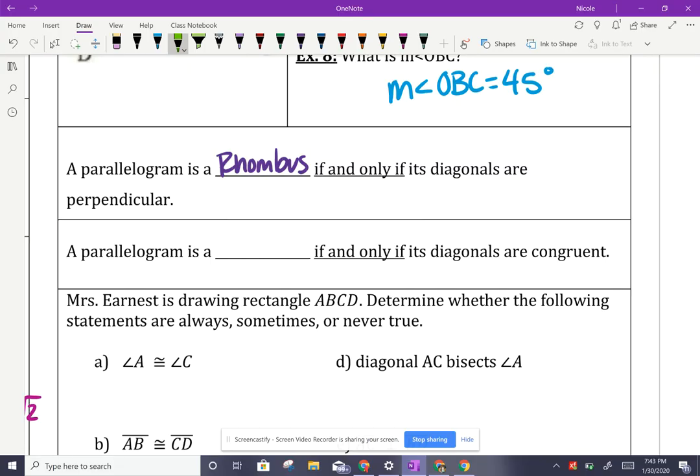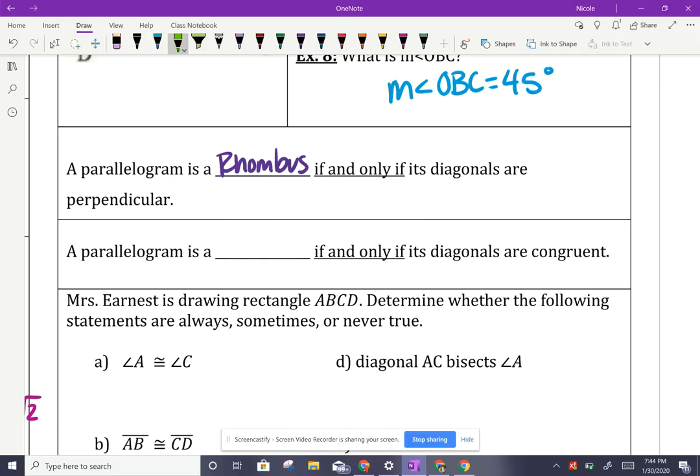Our second problem says a parallelogram is a blank if and only if its diagonals are congruent. If and only if its diagonals are congruent. So think on your flowchart. Where's the first place you see diagonals that are congruent? Under parallelograms. Do not look at the isosceles trapezoid. Yes, those diagonals are congruent, but that is not what we are looking at.